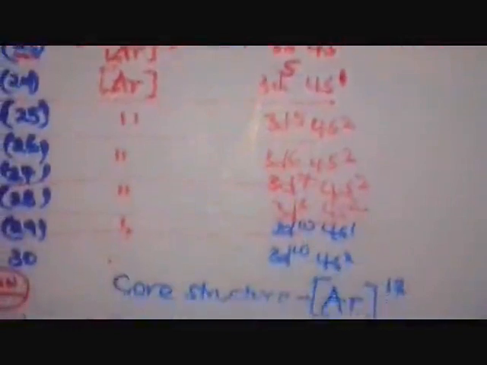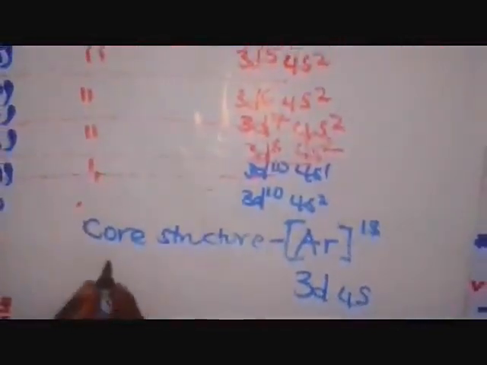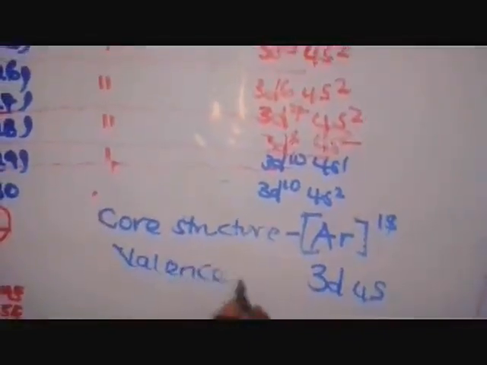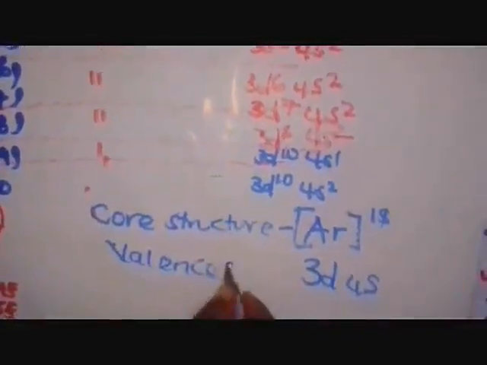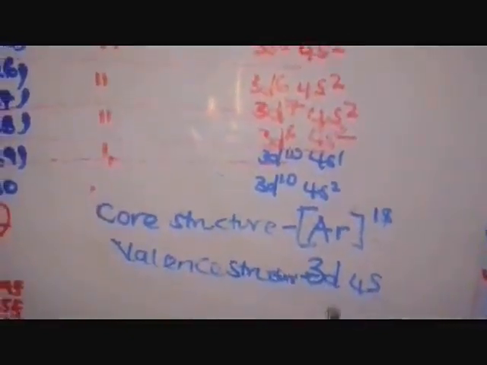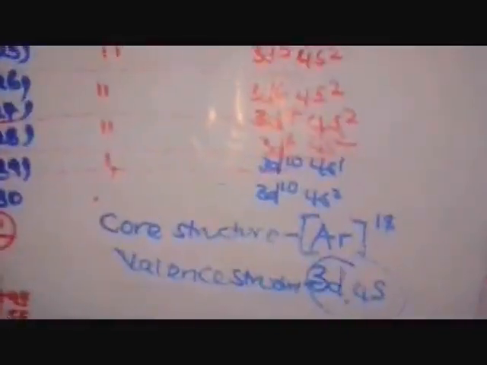Then the last one, the 3D4S, is going to work as the valence structure. This one has electrons which are going to take part in the bonding, the valence shell structure. So whether you have a 3D one, this is the valence structure, the other one is the core structure.